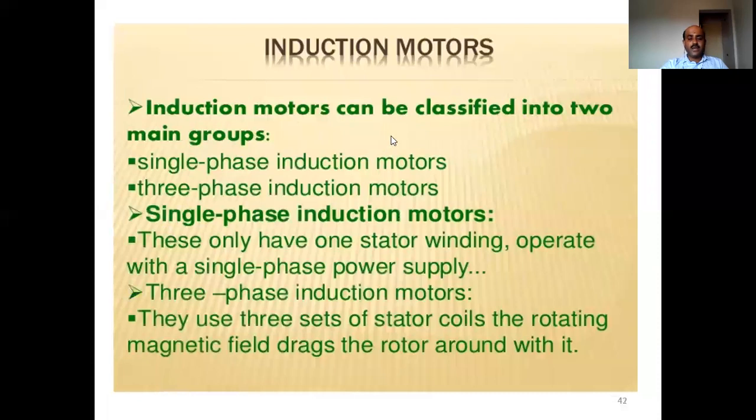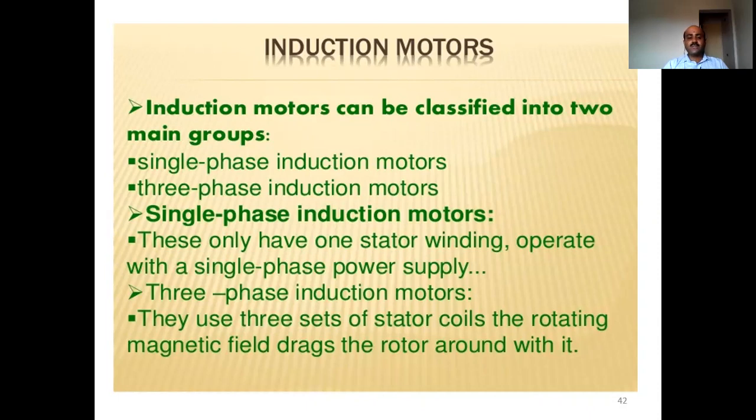Again, induction motors are classified into two main groups: single phase induction motor and three phase induction motor. In the case of a single phase induction motor, it has only one stator winding and operates with a single phase supply. Whereas three phase induction motors have three sets of stator coils that create a rotating magnetic field that drags the rotor around. So the basic classification is that single phase works on a single phase power supply, whereas three phase works on a three phase power supply. The principle remains the same.